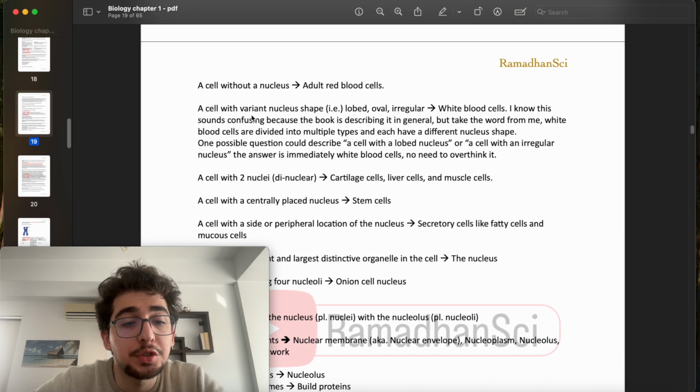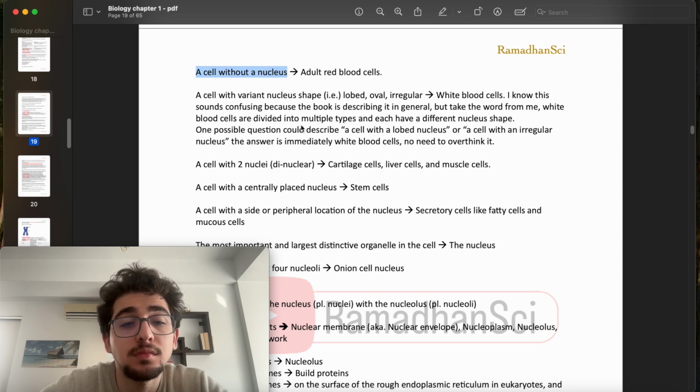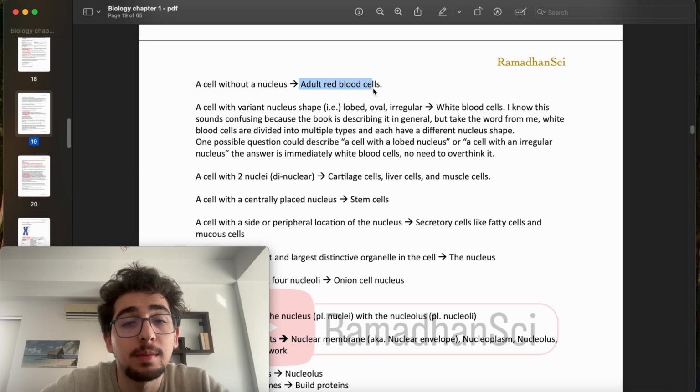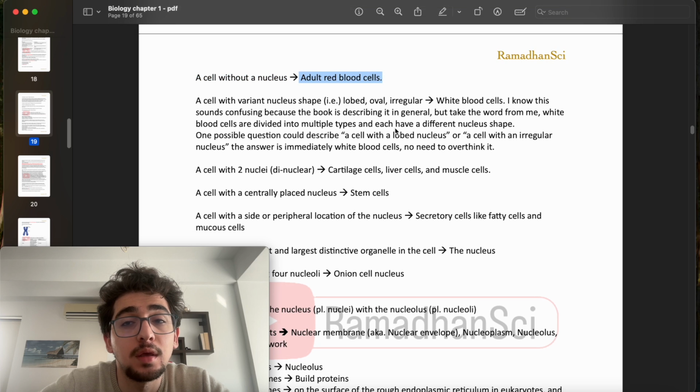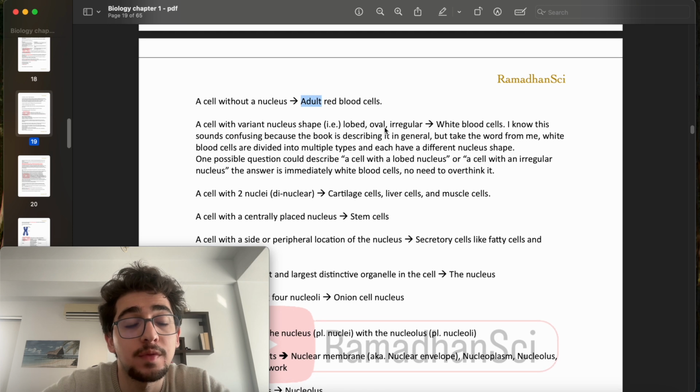Another very common question you can get is, give an example for each of the following, and they would tell you a cell without a nucleus. It will be adult red blood cells. I want to clarify that red blood cells come from precursor cells that actually did have a nucleus at some point, but they lose this nucleus as they become the adult, or mature, form of the red blood cells.